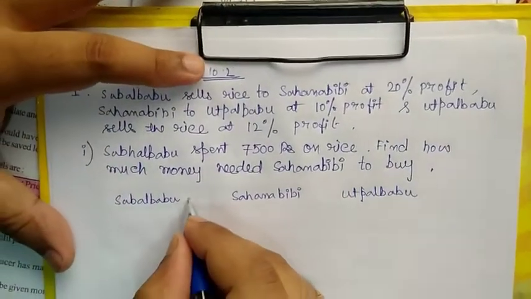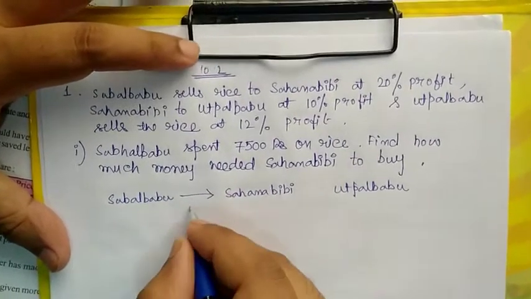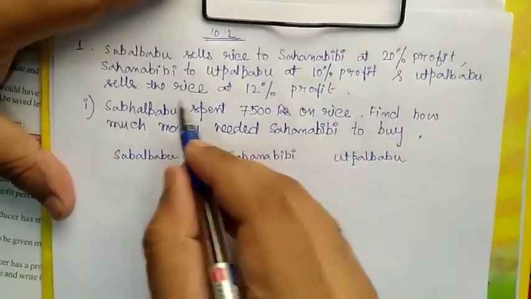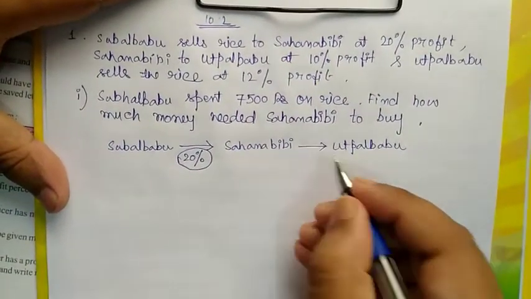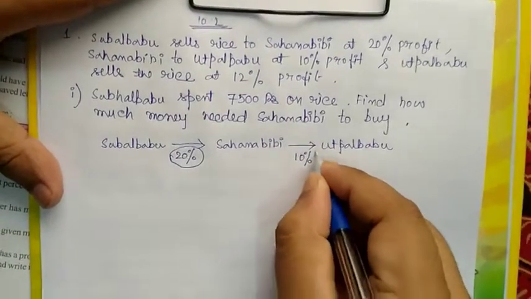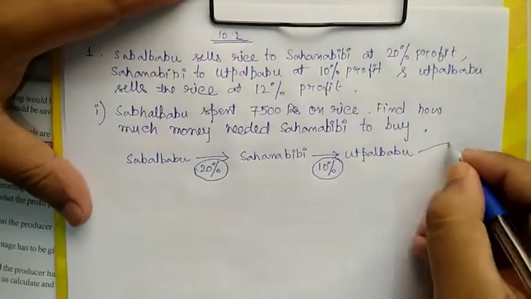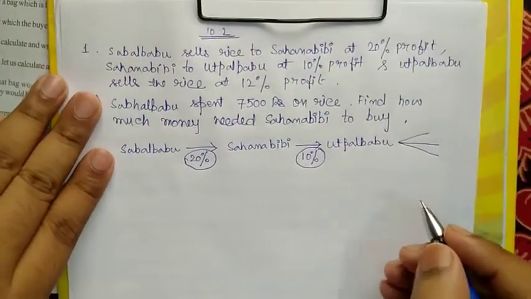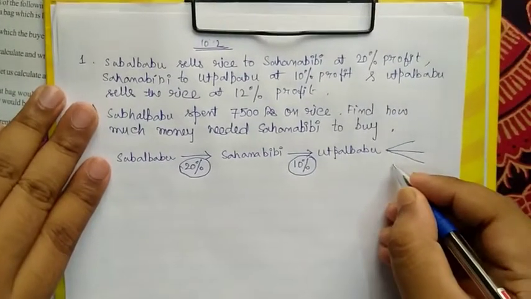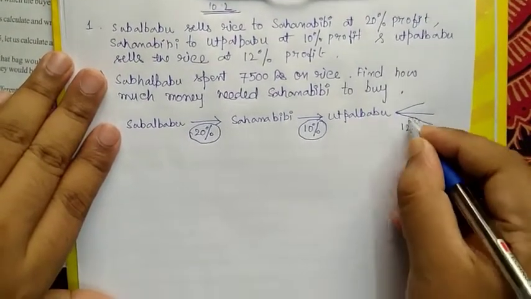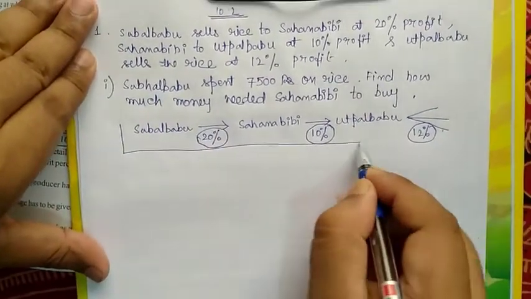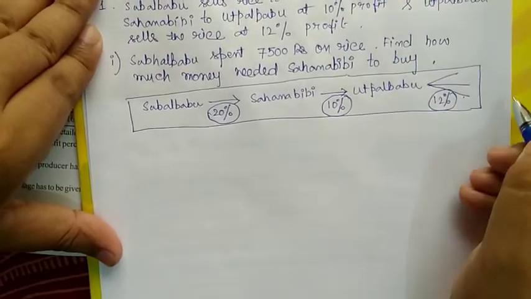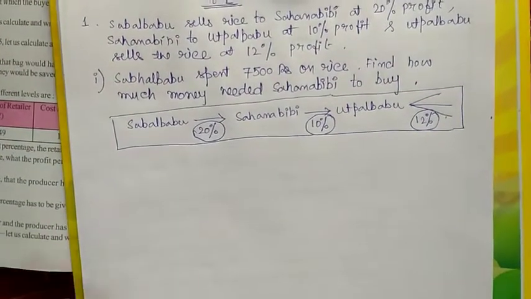Subol Babu sells the rice to Shahana Bibi at 20% profit. This is 20%, and Shahana Bibi to Utpal Babu at 10% profit. This is 10%, and Utpal Babu further sells it at 12% profit. This is the chain. You have to draw this chain because this makes the question very simple.